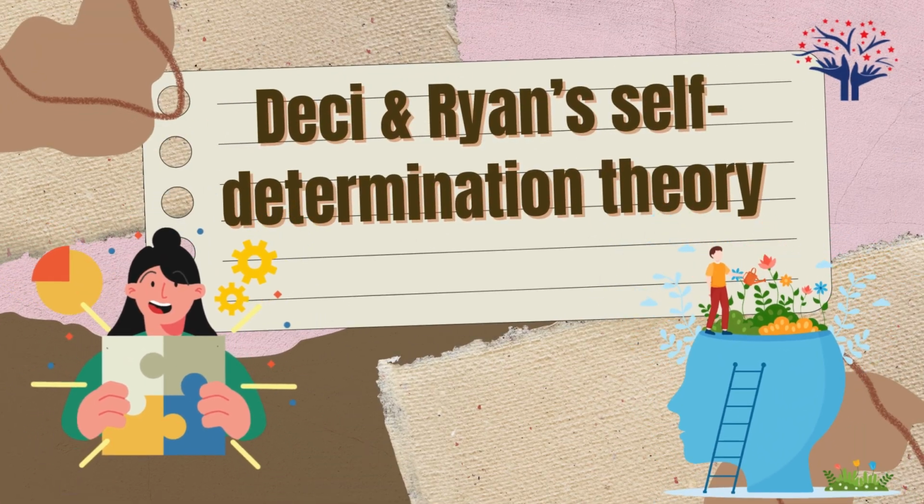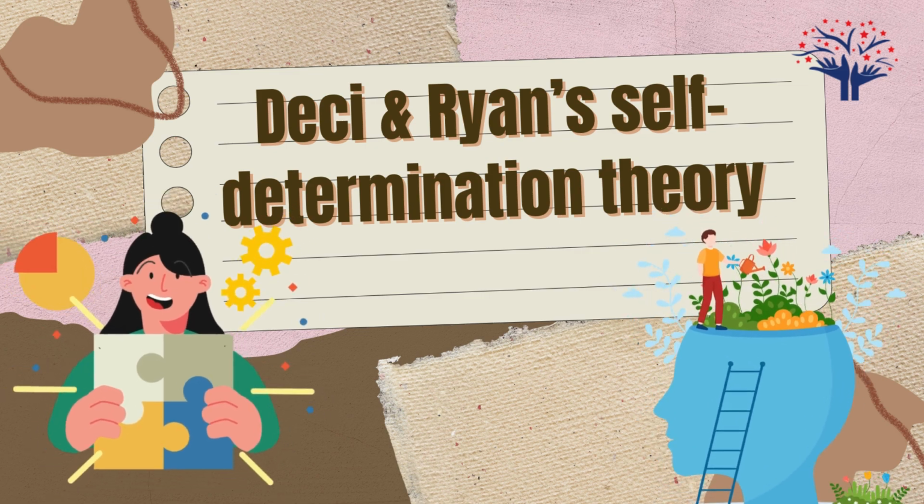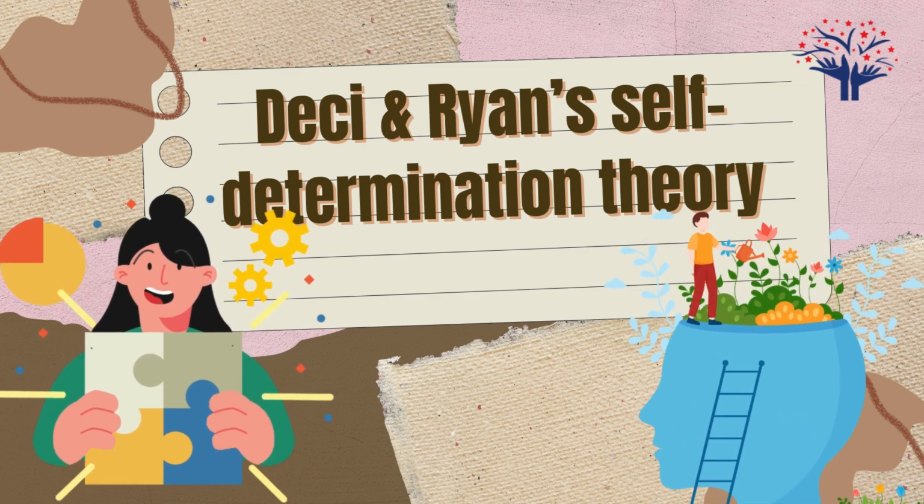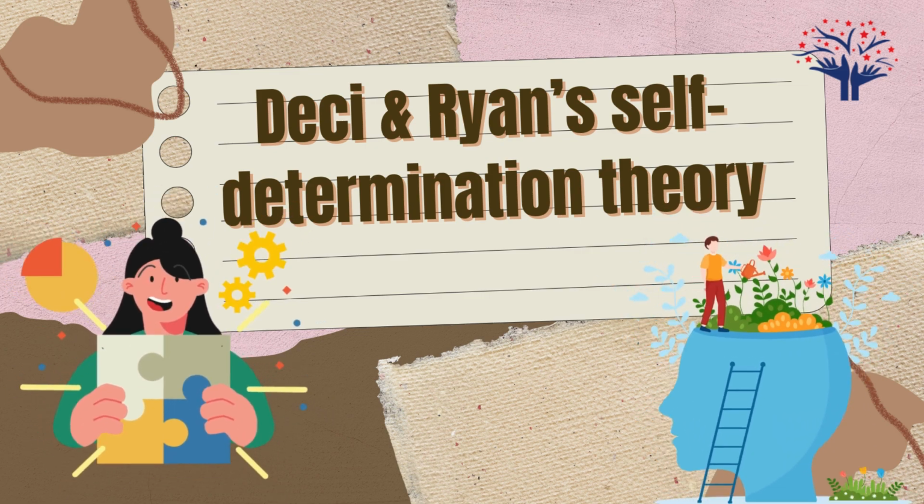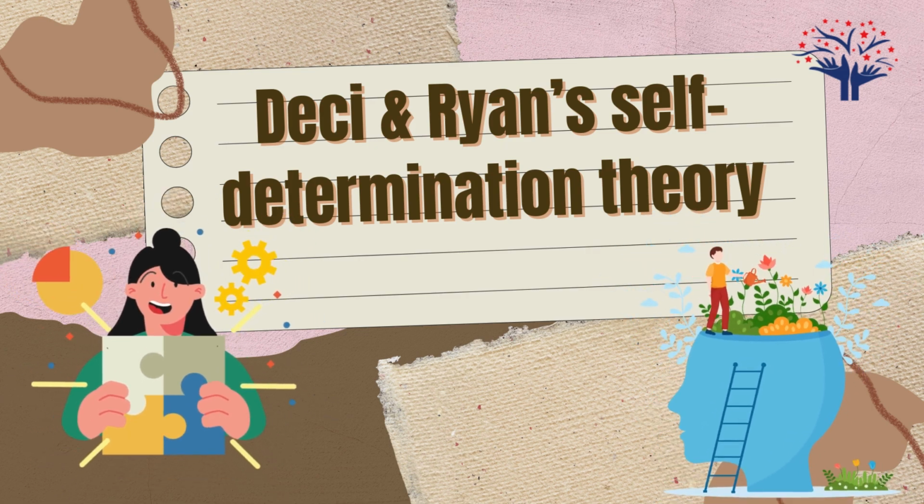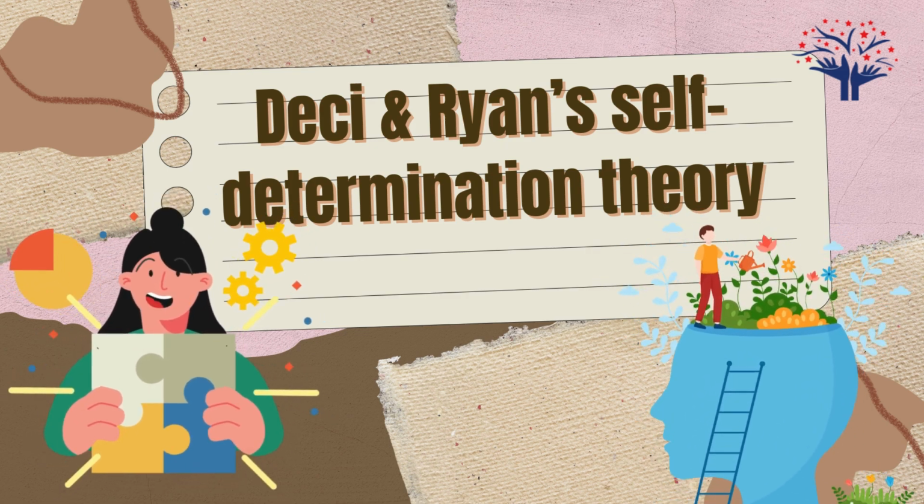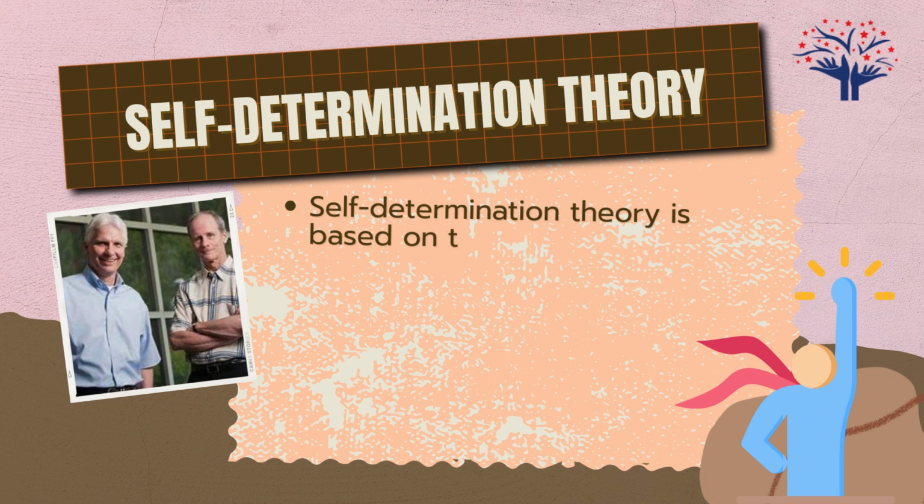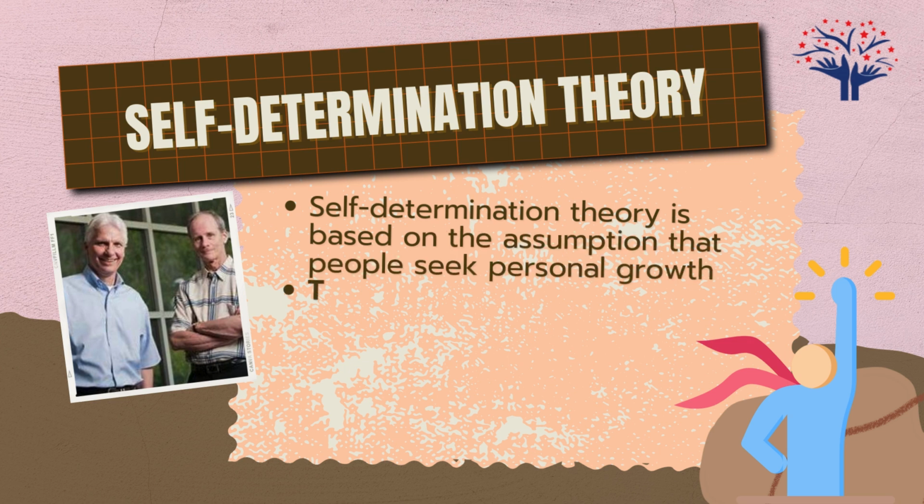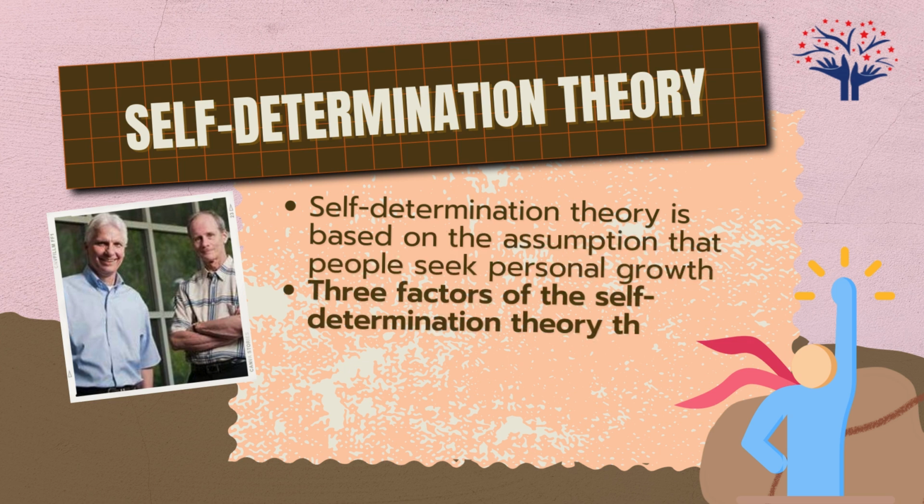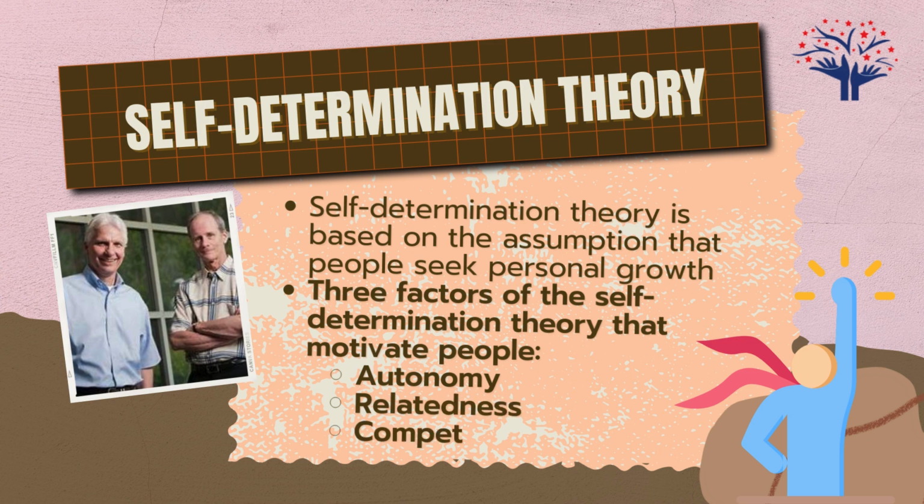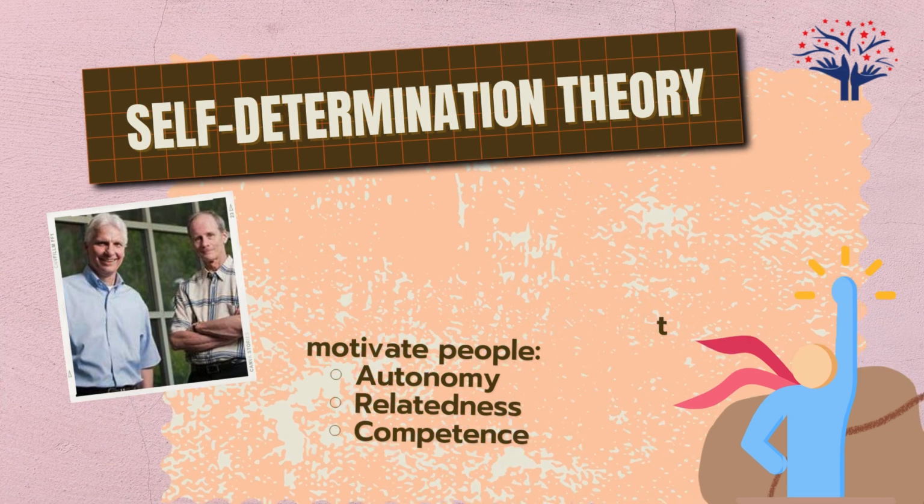Next, let's explore Deci and Ryan's self-determination theory. They describe motivation as what moves people to act. Self-determination theory, SDT, examines the fundamental and positive human tendency to grow. Self-determination theory assumes people seek personal growth. It identifies 3 key motivators: autonomy, relatedness, and competence.